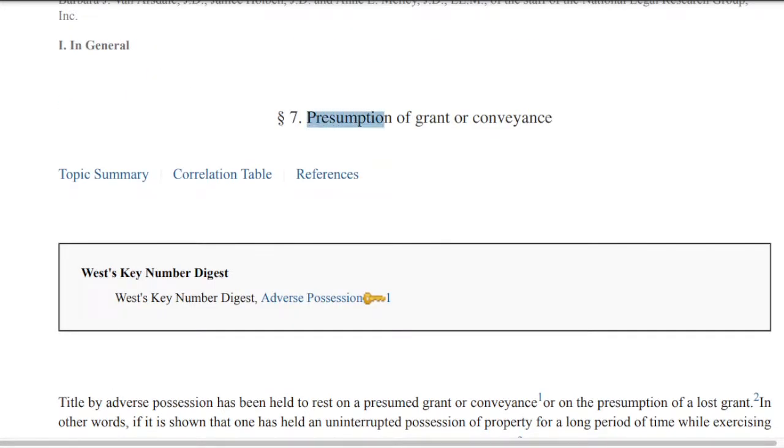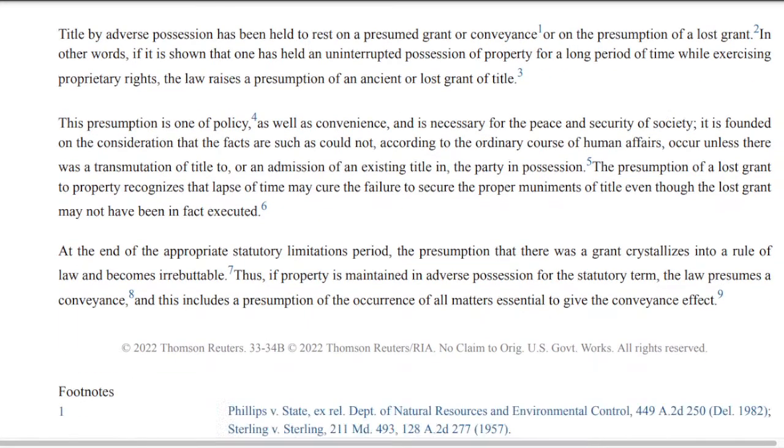So presumption of grant or conveyance. Remember, the conveyance is the voluntary transfer of the property. So grant, gift. So let's see what we got going here. Title by adverse possession has been held to rest on a presumed grant or conveyance, or on the presumption of a lost grant. In other words, if it is shown that one has held an uninterrupted possession of property for a long period of time while exercising proprietary rights, the law raises a presumption of an ancient or lost grant of title. Wow.